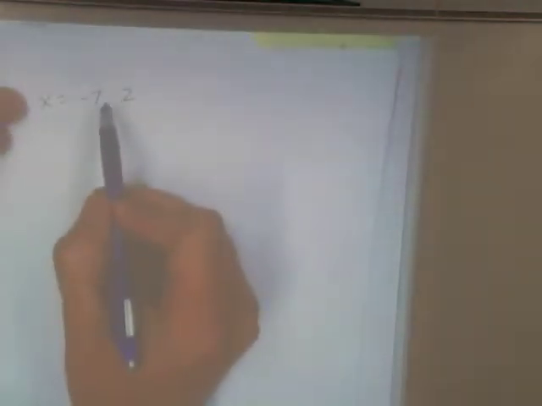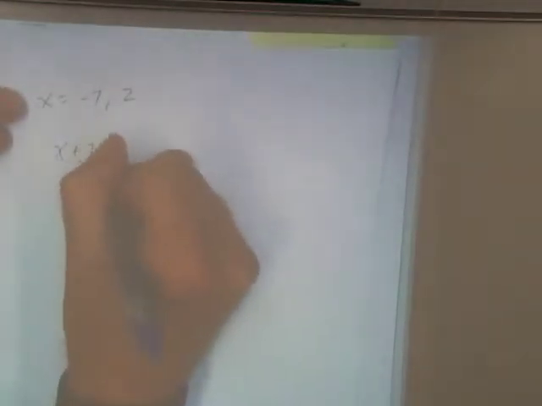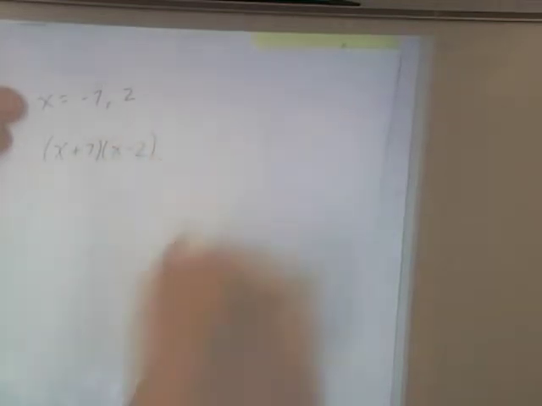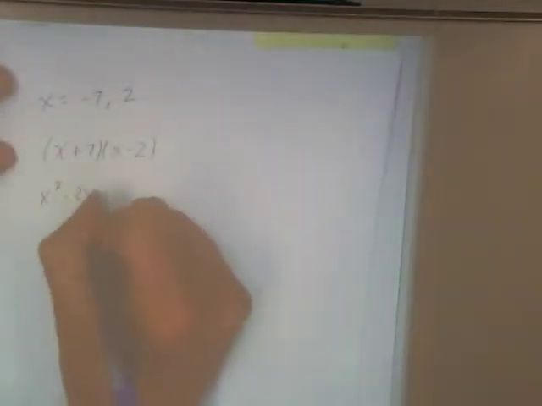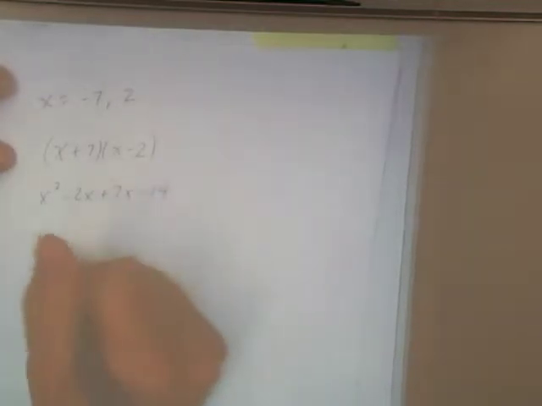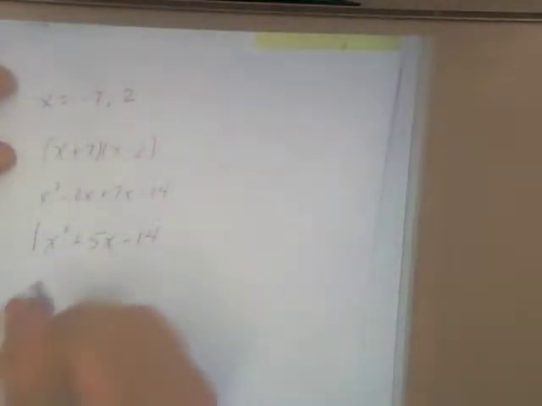Write a quadratic function in standard form having the zeros of -7 and 2. So x equals -7 and 2, and they want us to write the equation. To go from the zeros to factored form, it's x minus the zeros. So x minus -7 gives x plus 7, and x minus 2. That's factored form, and they want standard form, so we multiply it out. x squared minus 2x plus 7x minus 14 gives x squared plus 5x minus 14. So that is D. Okay, good.